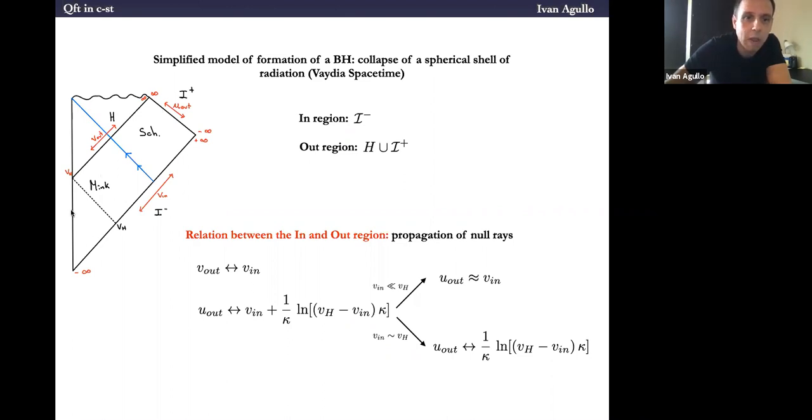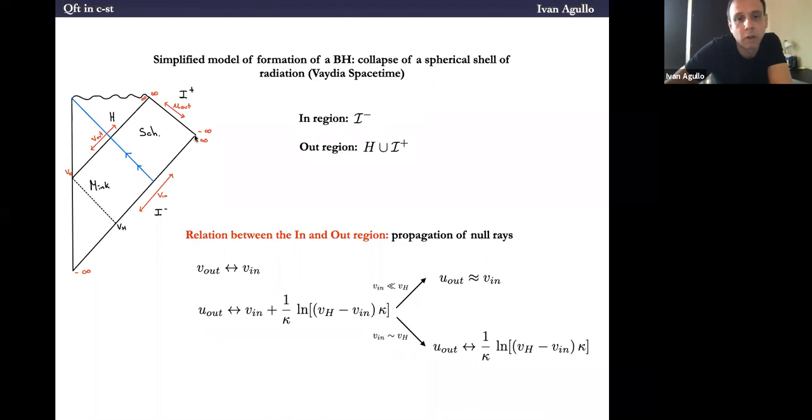V in will go by propagation to U out, or V in will go to V out, depending on whether you are in this part or you are in this part. That relation is all we need to derive Hawking radiation. So let me first tell you what the relation is between V in, in this region, and V out. That is given by this complicated relation. U out, the arrival point, is given by the initial point by this expression.